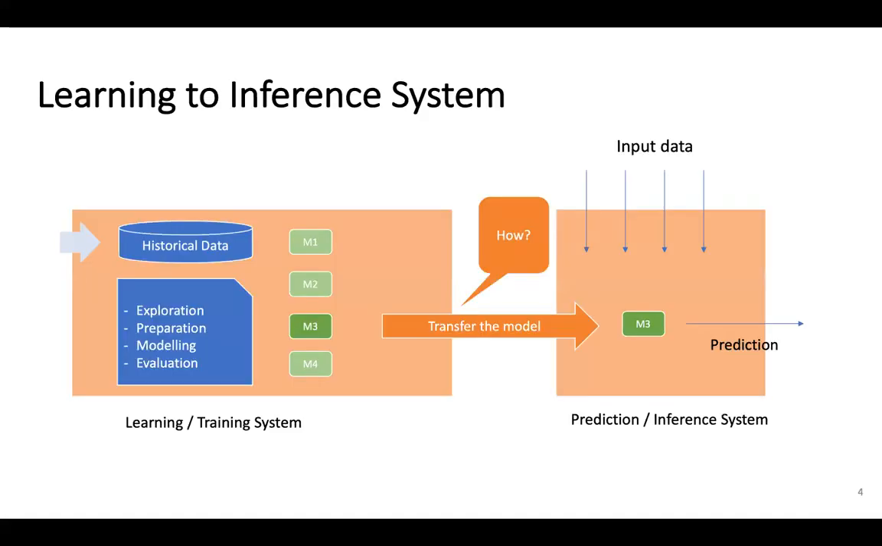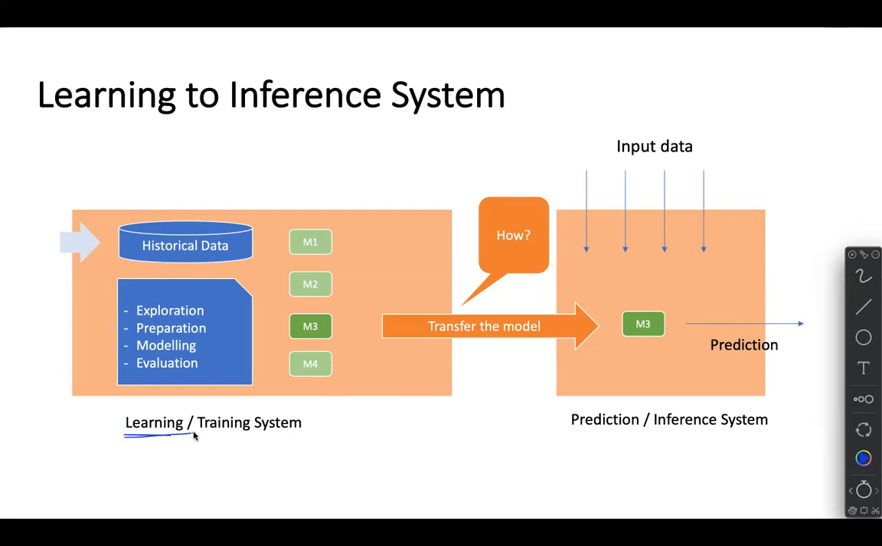When you're dealing with any ML project, you will be dealing with two different kinds of systems. One is called the learning or training system, and the other system is called the prediction or inference system. The learning or training system is where we collect data to build our model, and then we do all the steps that you have done so far: exploration, preparation, modeling, and model evaluation.